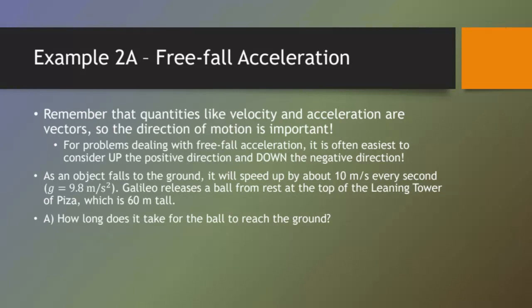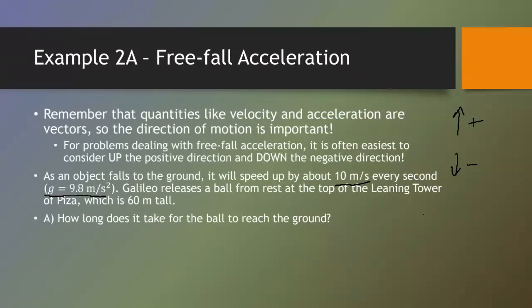Okay, and so we have to talk about the different directions. Generally, when we do these types of problems, we consider up to be positive and down to be negative. As an object falls to the ground, it'll speed up by about 10 meters per second every second. The acceleration due to gravity is 9.8 meters per second squared, but if it's always pointing downward, we have to keep that sign in there when we talk about it.